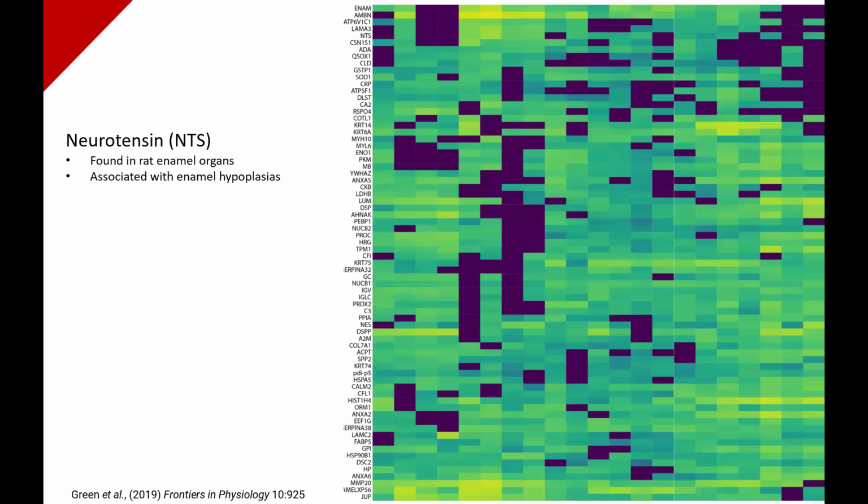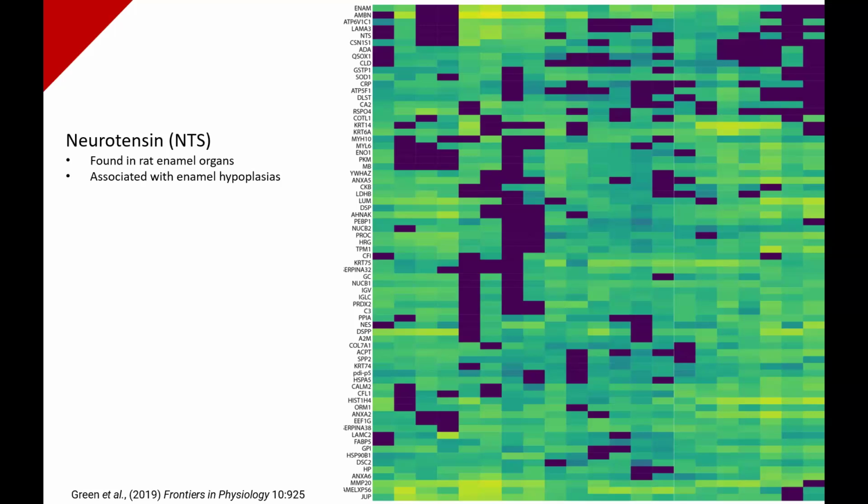And just to give you an example of some of these, neurotensin, we know that it's involved in neural signaling. It actually has been found using other methods before in rat enamel organs, not in enamel itself, but enamel organs. If you don't have it, as a human or a mouse, you have weak enamel, basically enamel hypoplasia, which is demineralized enamel. So we know that it's somehow medically critical for the formation of healthy enamel.